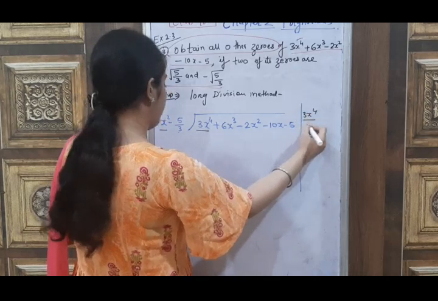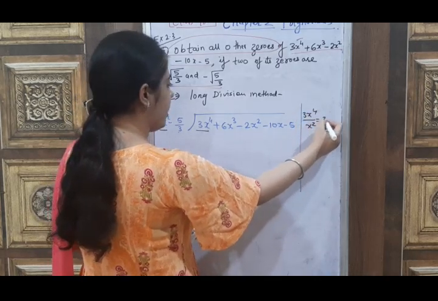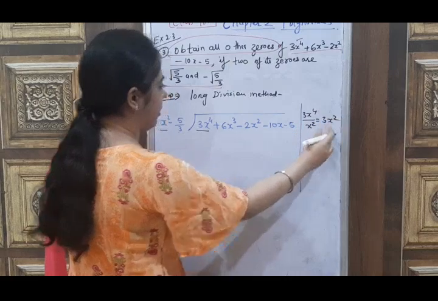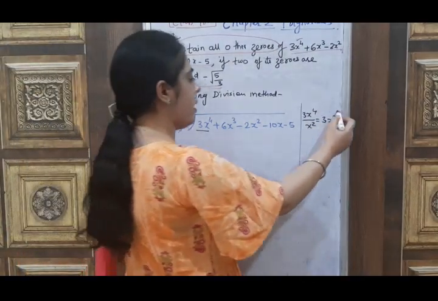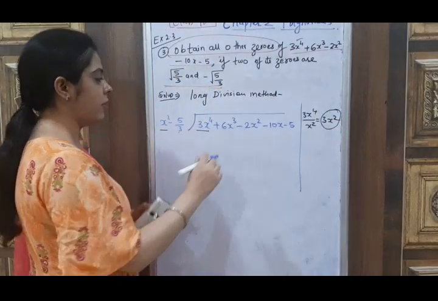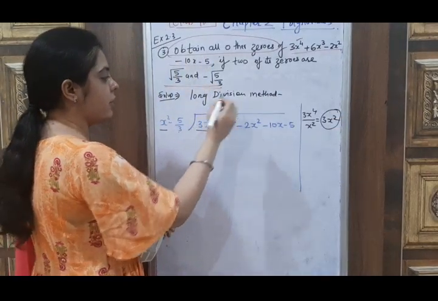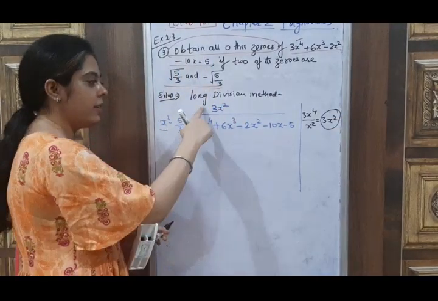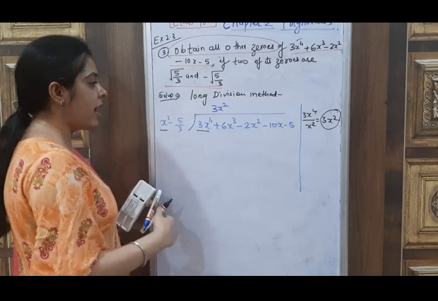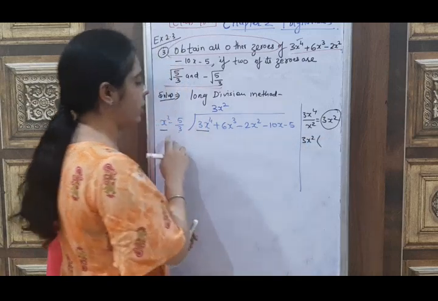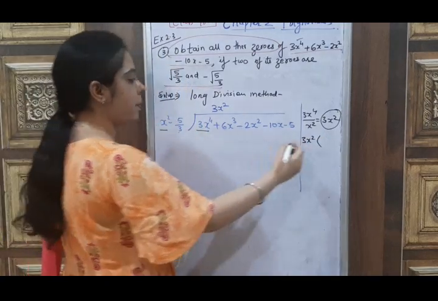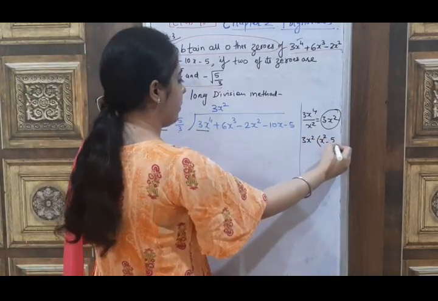3x power 4 divided by x square, and the answer came 3x square. This 3x square will be the first term of the quotient, so we write it here. After it we have to multiply this 3x square with g(x), and our g(x) is x square minus 5 upon 3.